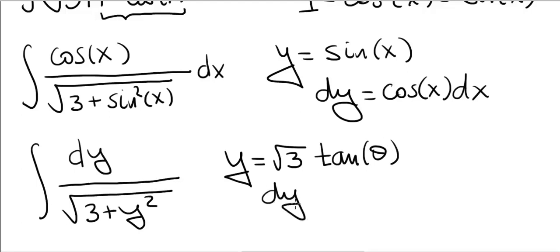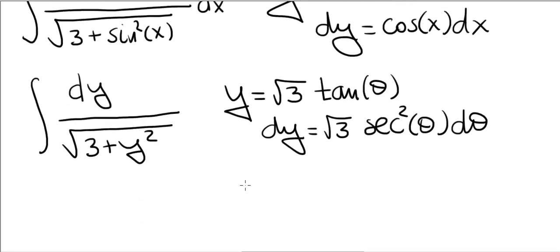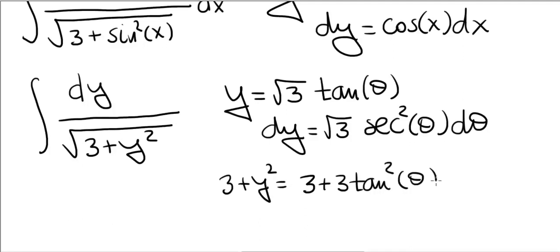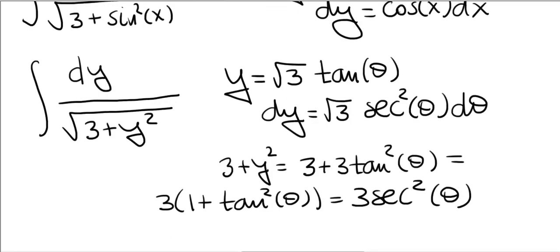That makes dy equal square root of 3 times secant squared of theta d theta, and then solving for 3 plus y squared. In terms of theta, we have 3 plus y squared equals 3 plus 3 times tangent squared of theta, and that's equal to 3 times 1 plus tangent squared of theta, and that's 3 times secant squared of theta. Let's rewrite this integral now in variable theta.